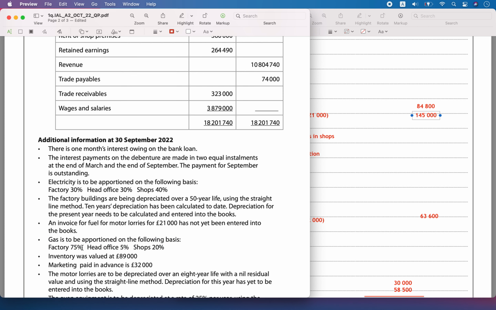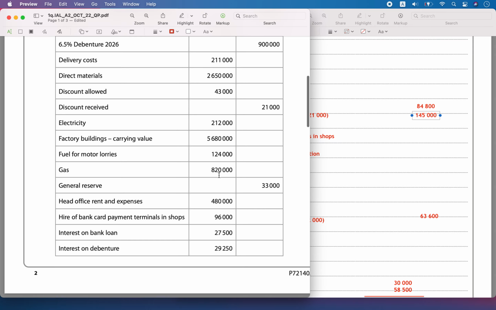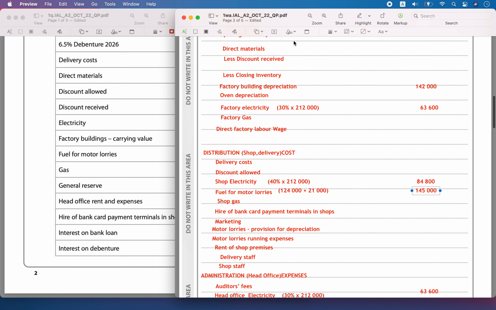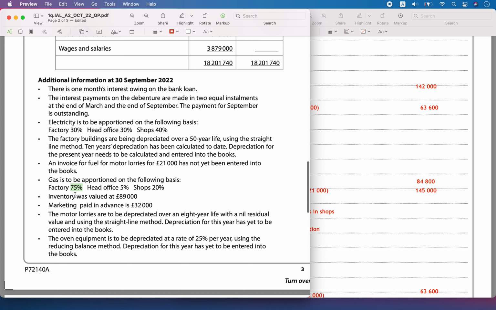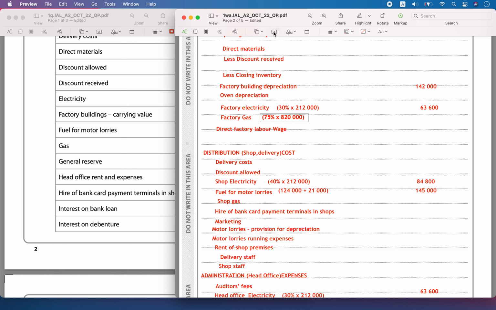Then factory gas has to be apportioned. Factory is at 75%. Okay, 75% of the total cost is 820,000. So that much you have to include as an expense in the factory. So 75% of 820,000. So that is going to be equal to 615,000.